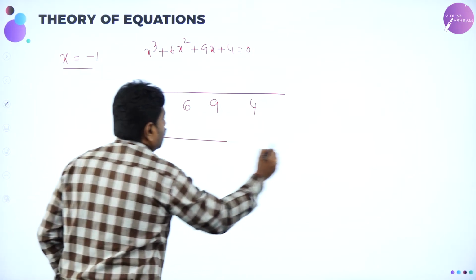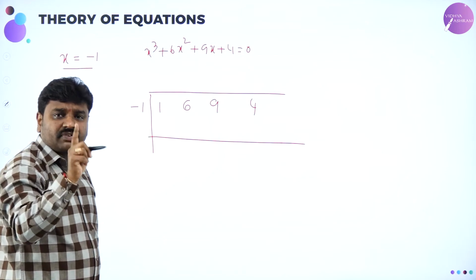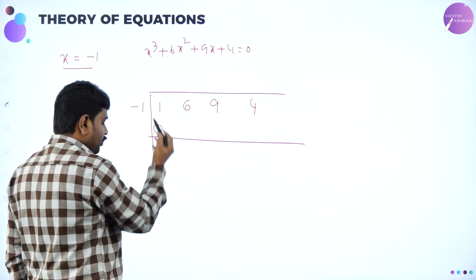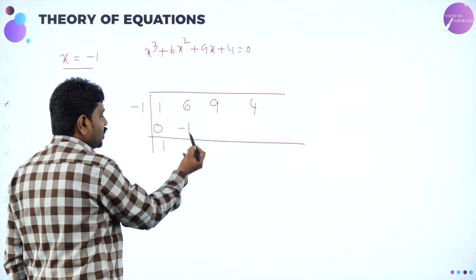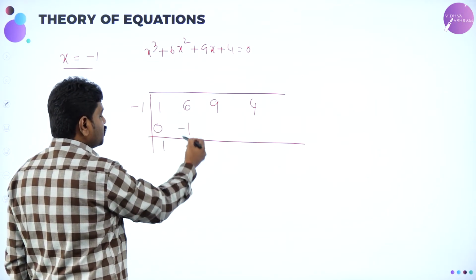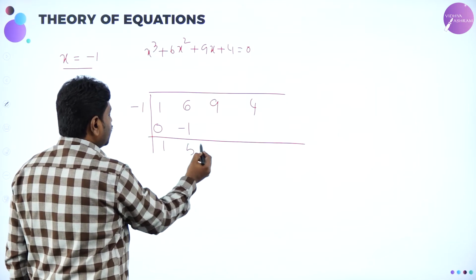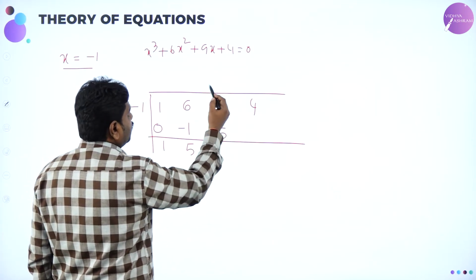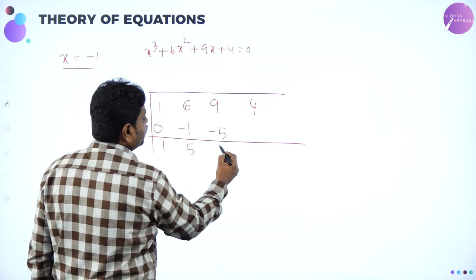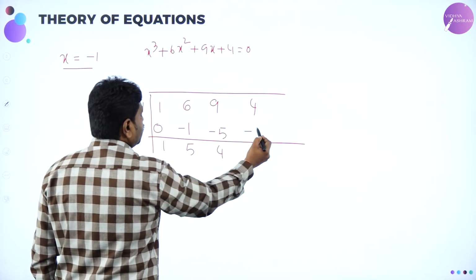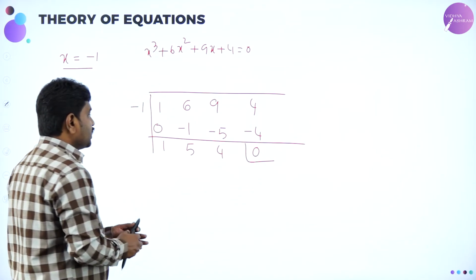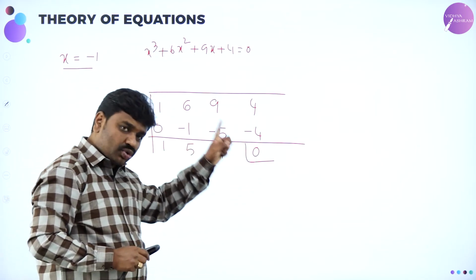Then always in synthetic division, for the first digit you should add 0. 1 plus 0 is 1. Multiply 1 into -1, -1. Add: 6 plus -1 is 6 minus 1, 5. Again 5 into -1, -5. Add again: 9 plus -5 means 9 minus 5, which is 4. Again 4 into -1, -4. Add, you will get 0. So you see this is a root, that's why the remainder becomes 0.